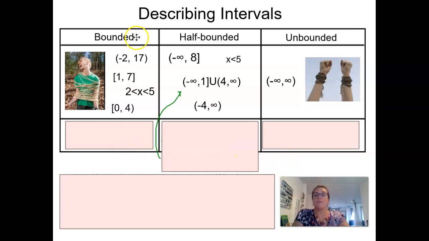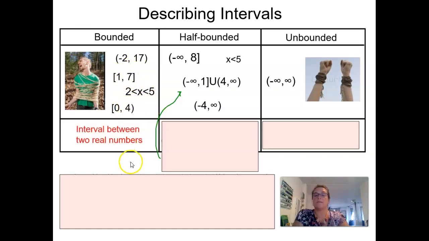Okay, so a bounded interval, when you look at these examples, you'll notice that there's an endpoint on either side, right? This is the interval -2 to 17 non-inclusive, 1 to 7 inclusive. Here in inequality notation, the x is between 2 and 5 non-inclusive. So in all of these, there are endpoints.